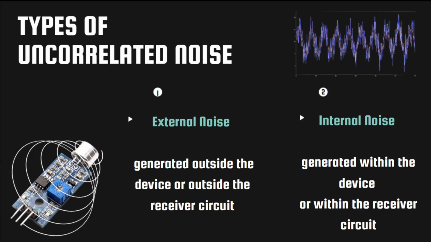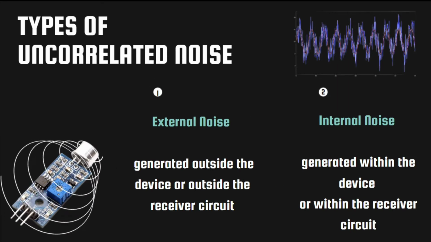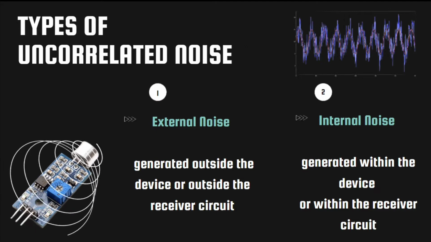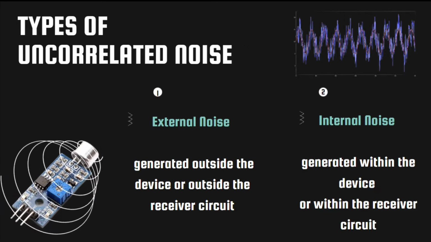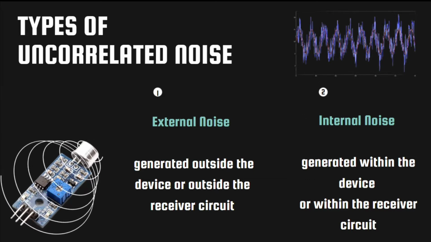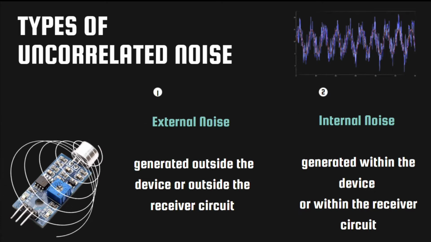So next, we have the types of uncorrelated noise. First is external noise, which we will focus on later in the video, and it is generated outside the device or outside the receiver circuit. Second is the internal noise, which is generated within the device, as its name implies, or within the receiver circuit.